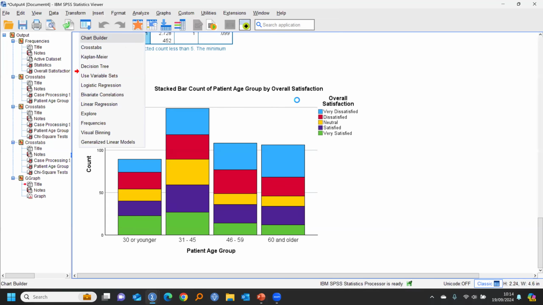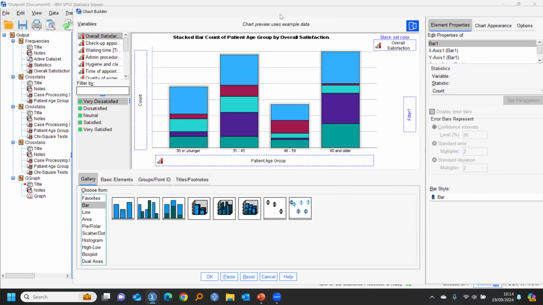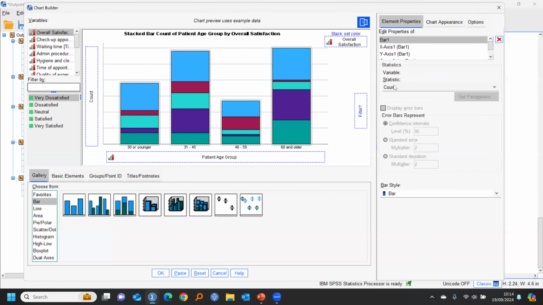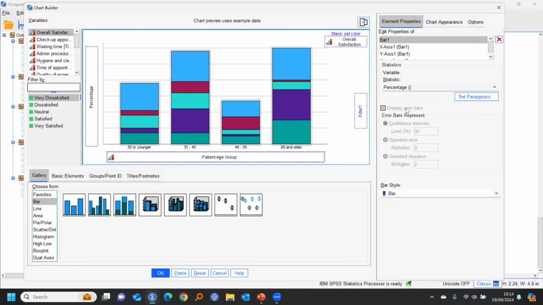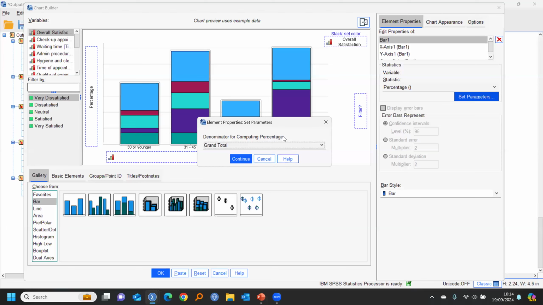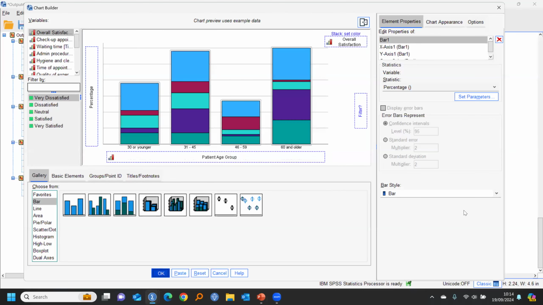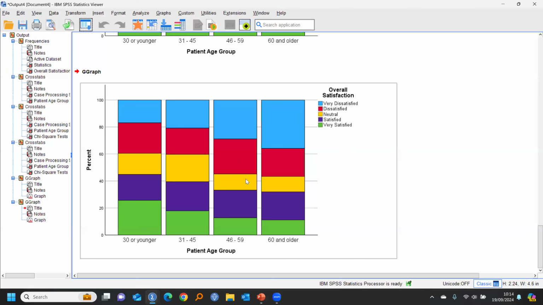Let's go back to it, call it up again, because it's still there. We can make a few changes to it. For example, I can change the statistic from count to percentage. I can say, okay, I want percent. This is saying percentage of what? And I'd say percentage of total for each x-axis. You can see now it's stacked to 100%.